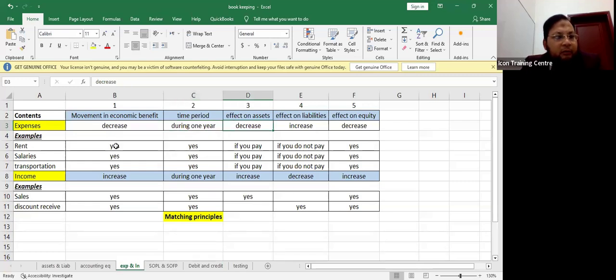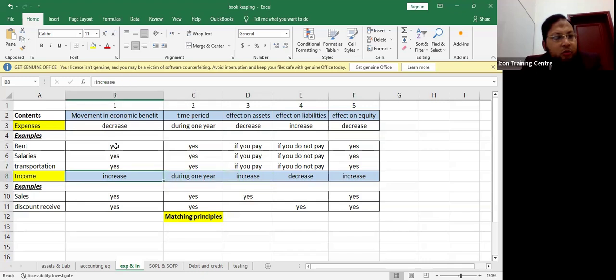What effect will expense have on assets? It will always decrease your asset. When you purchase your goods, either you pay in cash or you purchase on credit. But in this particular case, you are purchasing on credit, so it will increase our liability. So expense can have 1 effect out of these 2 effects: either it can decrease your asset or it can increase your liability. But in the end, it should always decrease your equity. This is for sure.